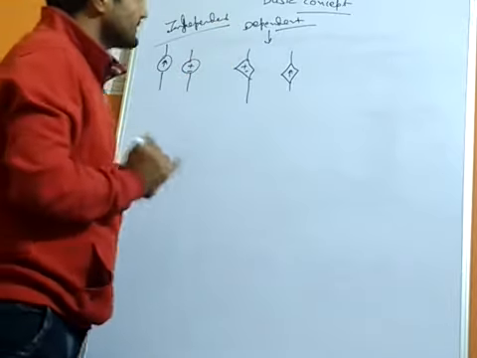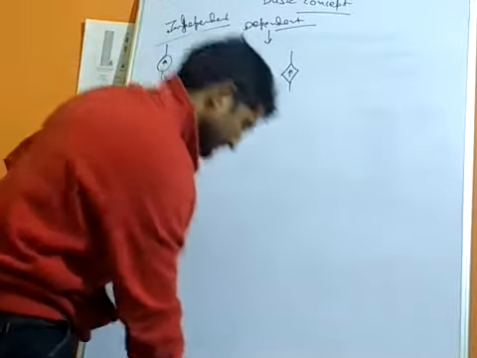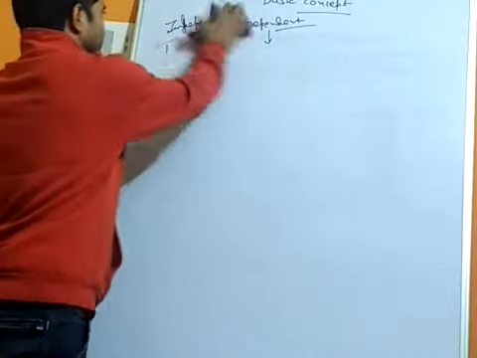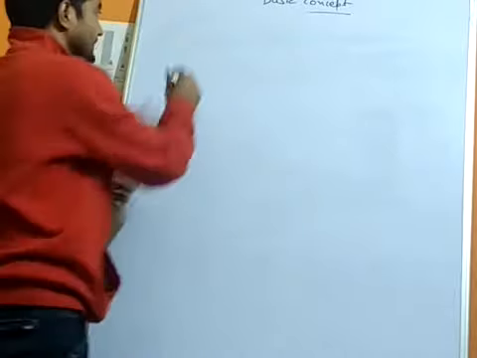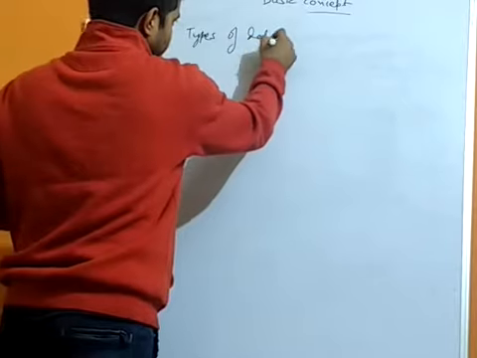So how many types of dependent sources are there? Let's check it out. We have just learned how a dependent source is denoted. Now we will check the types of dependent sources. So here are the types of dependent sources.